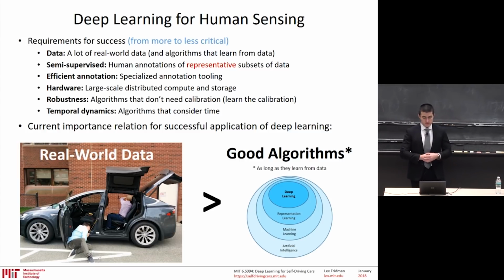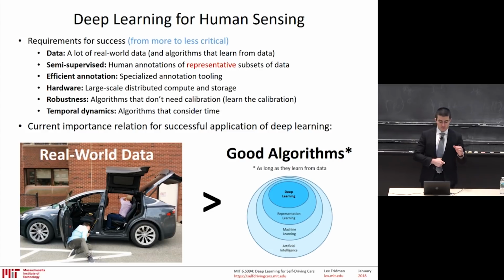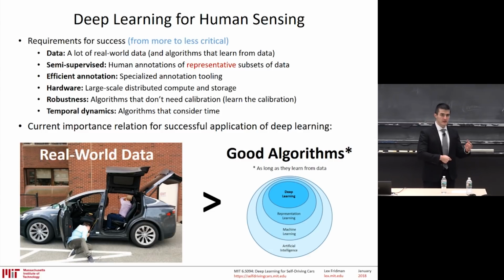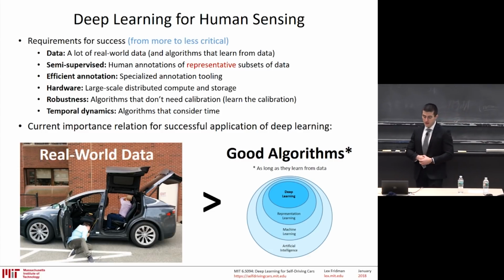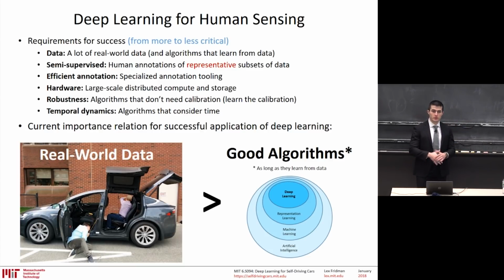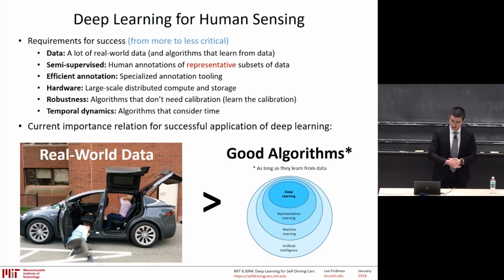Of course, it's nice for the algorithms to be calibration free, meaning they learn to self-calibrate. We don't need to have the sensors in the exact same position every time. That's a very nice feature. The robustness of the system is then generalizable across multiple vehicles, multiple scenarios.